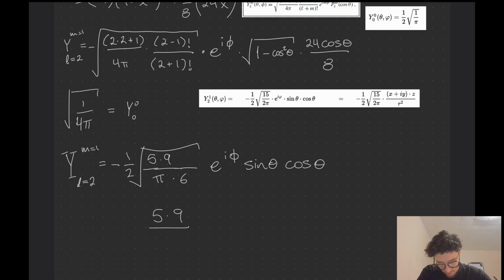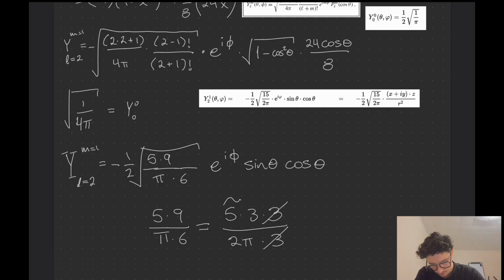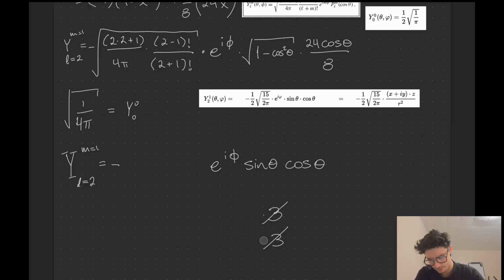5 times 9 over pi times 6. So, 5 times 3 times 3. 3 times 3 is 9. And then here we have a 2 pi times 3, because 2 times 3 is 6. One of these cancels with one of these. This combines to be a 15, and we have what we're looking for. Okay, maybe that was long, but this is math, guys. You gotta grind out the math. Alright, so what we have is 1/2 square root of 15 over 2 pi.